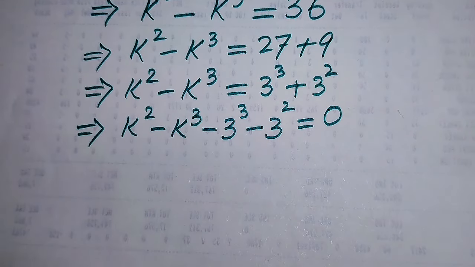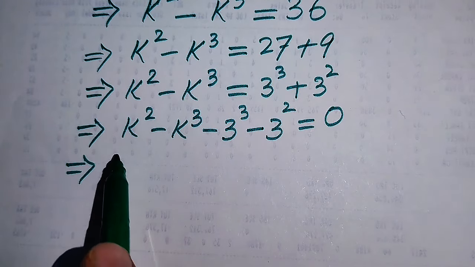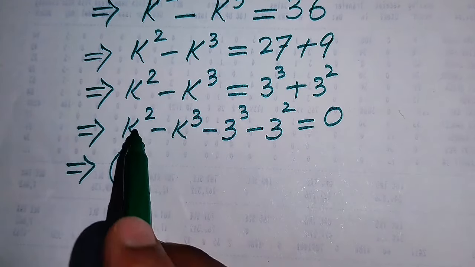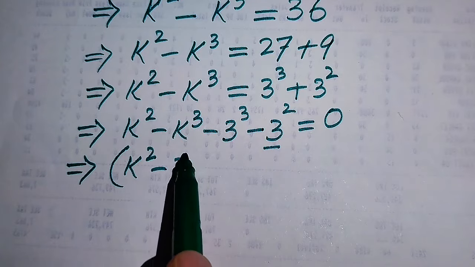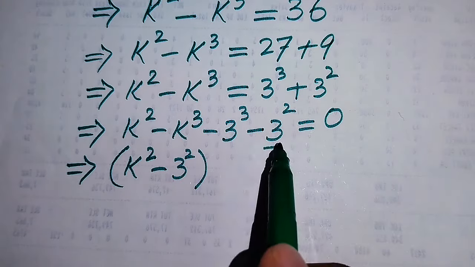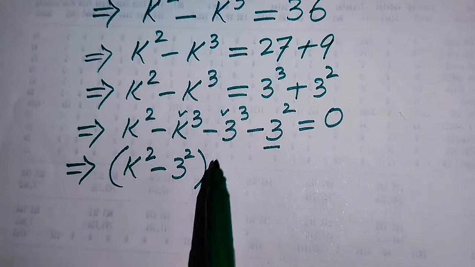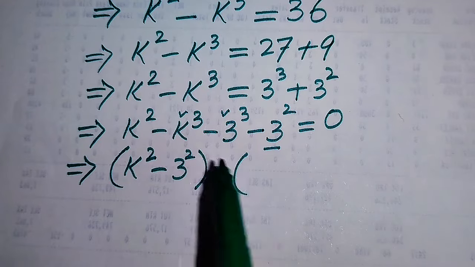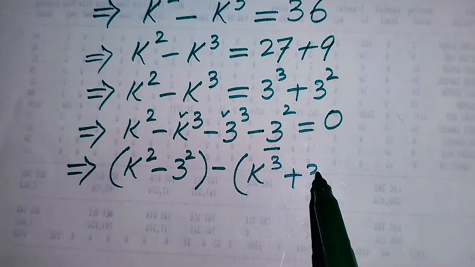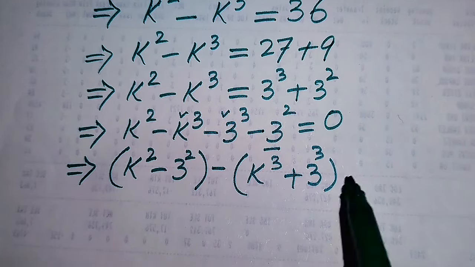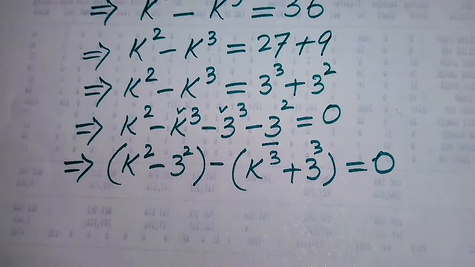And here we need to make the pair of cubic term with cubic term and square term with square term. So first we write the square terms. Here we have k square, and the second value is minus 3 square. So we combine these two terms, and here we have the two cubic terms, and here we need to take common minus sign, and when we take common minus sign, the remaining values are k cubed plus 3 cubed, and this whole equation is equal to 0.